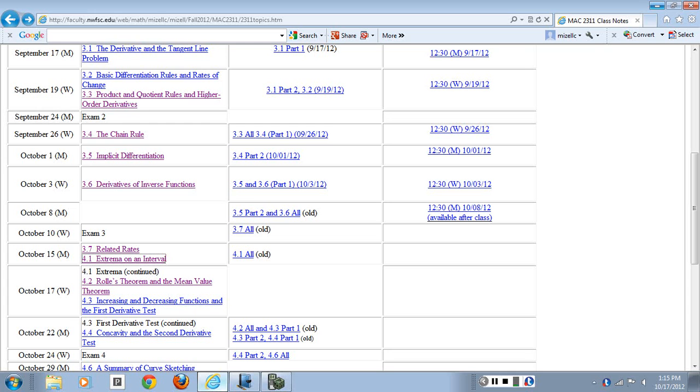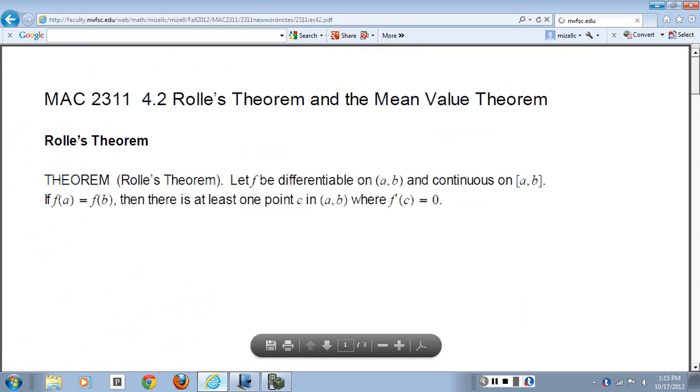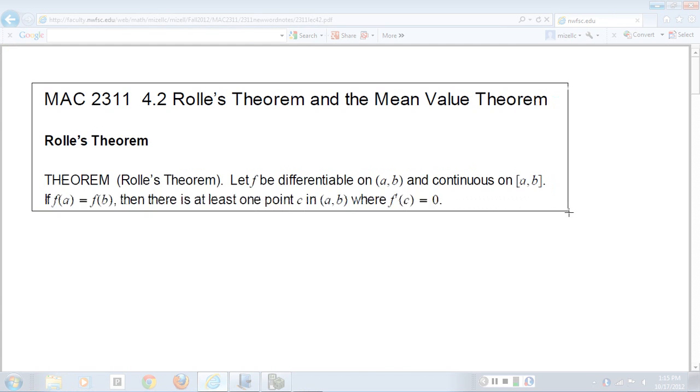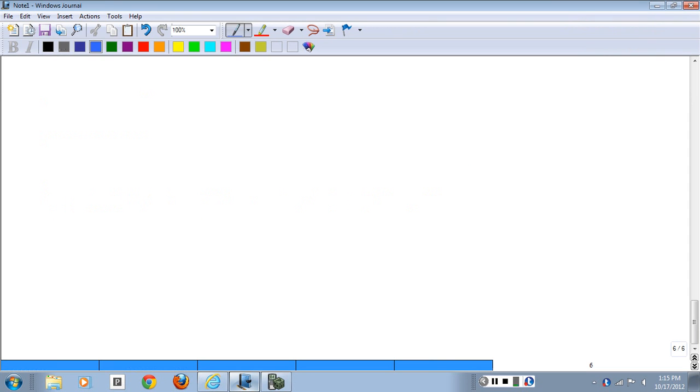Nice. 4.2. Rolle's theorem and the mean value theorem. The mean value theorem will be the one of greater interest to us, but Rolle's theorem kind of leads the way toward the mean value theorem. In certain specific cases, it might be applicable. So I think a picture helps with this. Let's see if I can draw a related picture here.